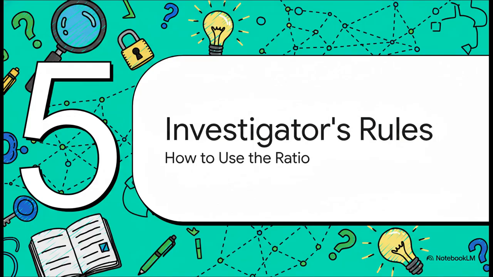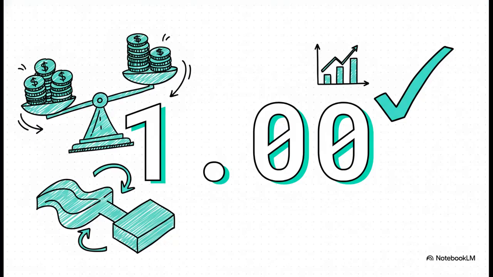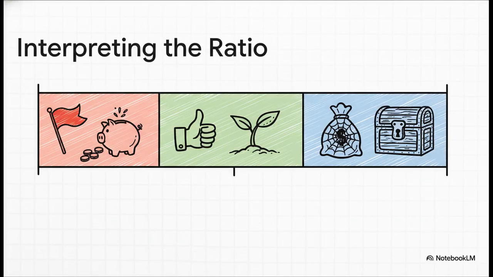Now, let's turn this into some practical ground rules you can use for your own financial investigations. First up, rule number 1. Think of the number 1.00 as your break-even point. It literally means a company has exactly $1 of current assets for every $1 of current liabilities it has to pay. So, from that break-even point, you can start to interpret the score. Anything below 1.00, that can be a red flag. It might mean the company could really struggle to pay its upcoming bills. A ratio above 1.00 suggests they're in the clear. They can cover their short-term debts.